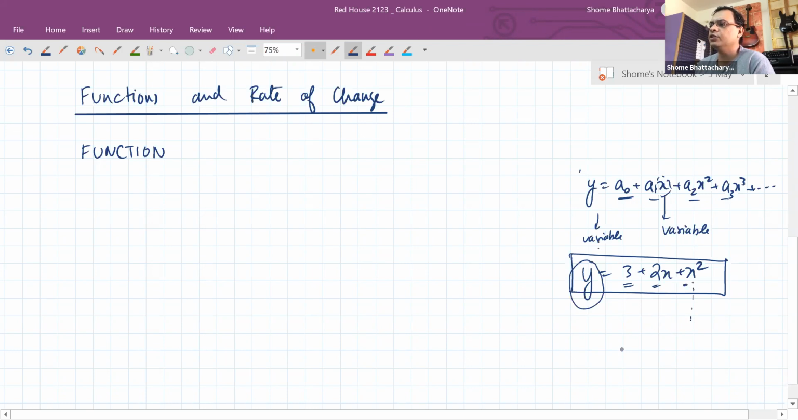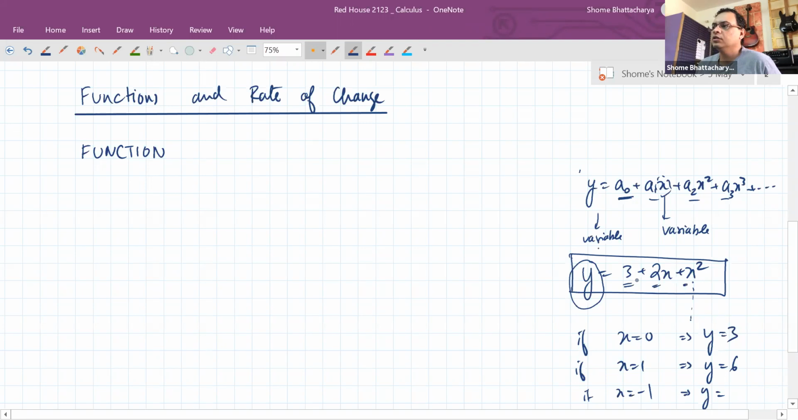So if I take x as 0, for example, you can see that y's value is 3. If I take the value of x as 1, it implies that y's value is how much? Its value is 6, and so on and so forth. If I take x as, for example, minus 1, then how much y is becoming this time?